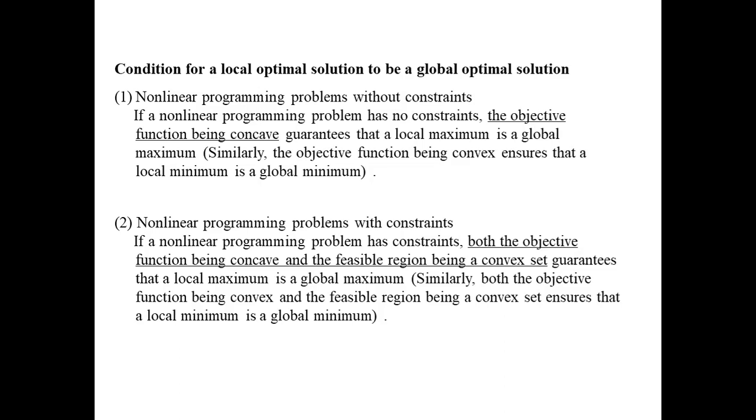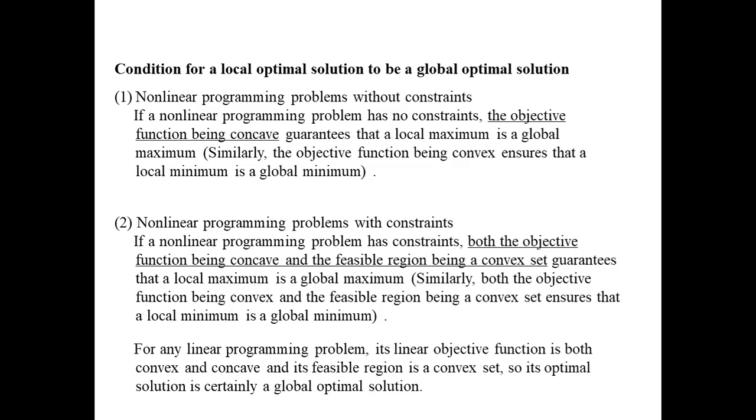On the other hand, if a nonlinear programming problem has constraints, then the objective function being concave and the feasible region being a convex set, in fact, the feasible region needs to be always convex, guarantees that a local maximum is a global maximum. And if the objective function is convex, then a local minimum is a global minimum. Otherwise, we will be trapped in local minimum or local maximum points.